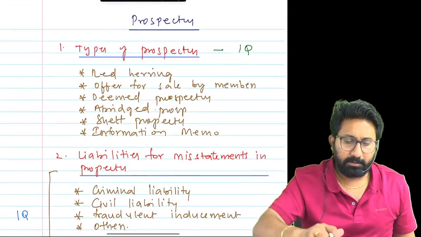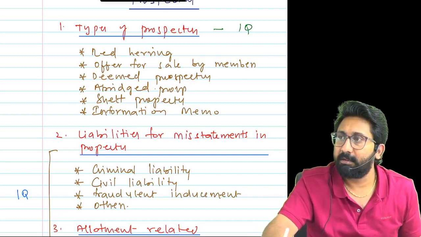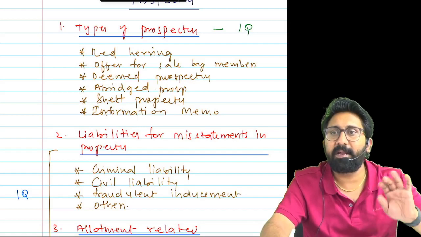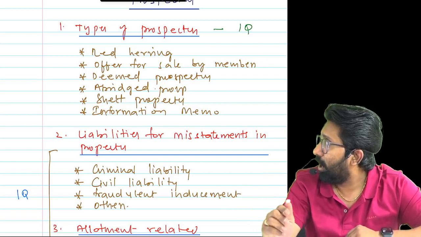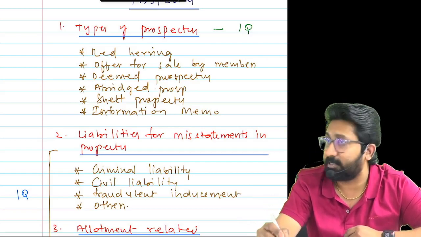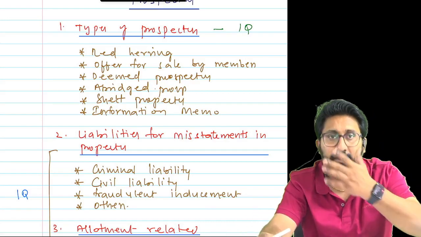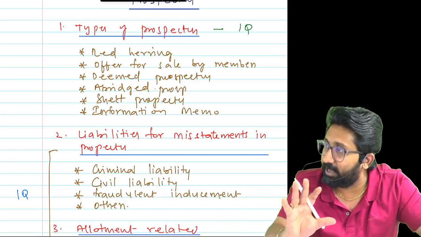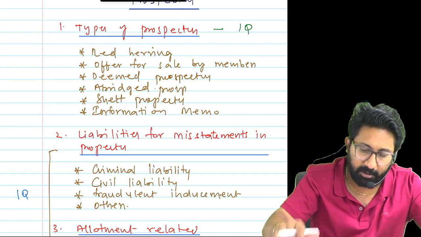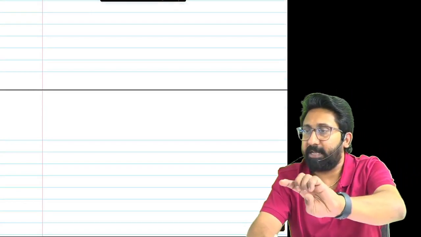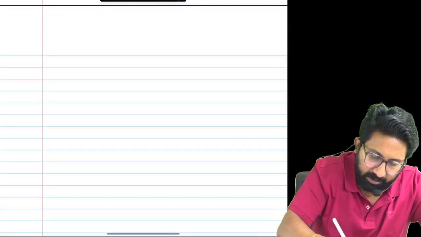So, first point number 1. What is the first thing we are going to cover in this chapter? Answer: types of prospectus. How many types of prospectus are there? See the screen. Number 1, red herring prospectus. Number 2, offer for sale. Number 3, deemed prospectus. Number 4, abridged prospectus. Number 5, shelf prospectus. Number 6, information memorandum. These are the various types. Let us start first with the red herring prospectus. For all prospectus, I will first explain the summary in 4-5 lines. Keep the heading. Number 1.